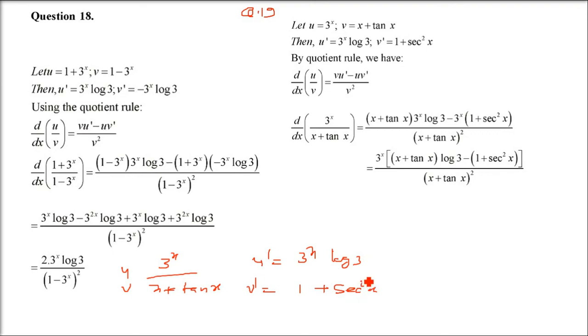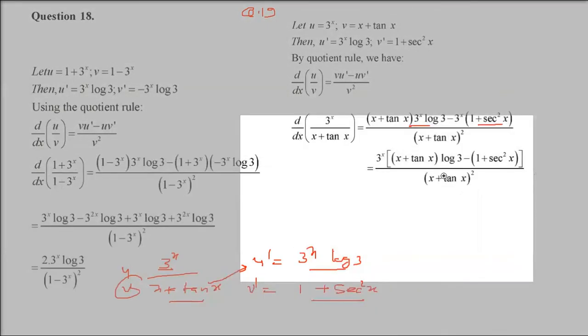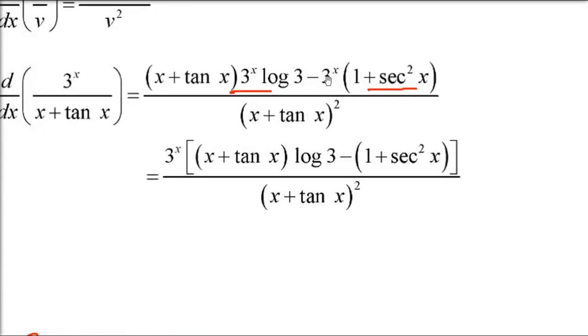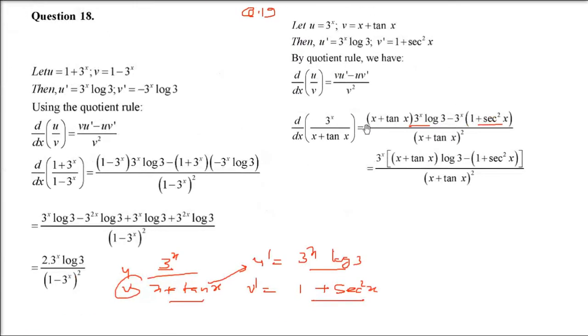Now what you will do? V u dash minus u v dash by v square. So multiply these two, multiply u and v dash, and divide by x plus tan x whole square, that is v square. Only 3 raised x you have to take common. Even if you multiply, it won't work, you will not get anything common or any cancellation. Only 3 raised x you can take common, and the rest is the answer. This is the final answer.